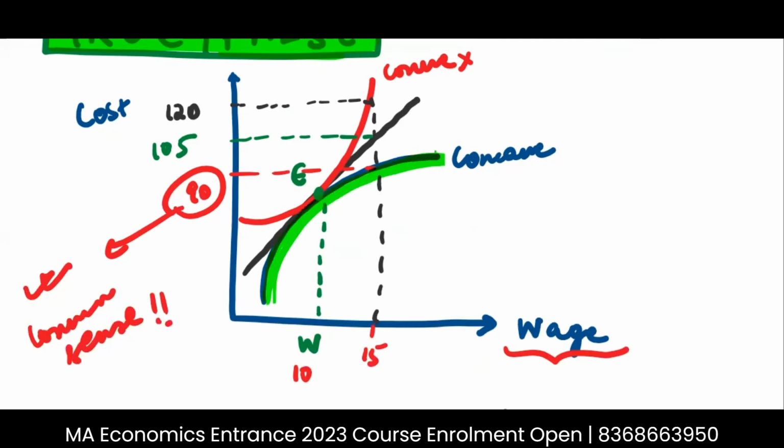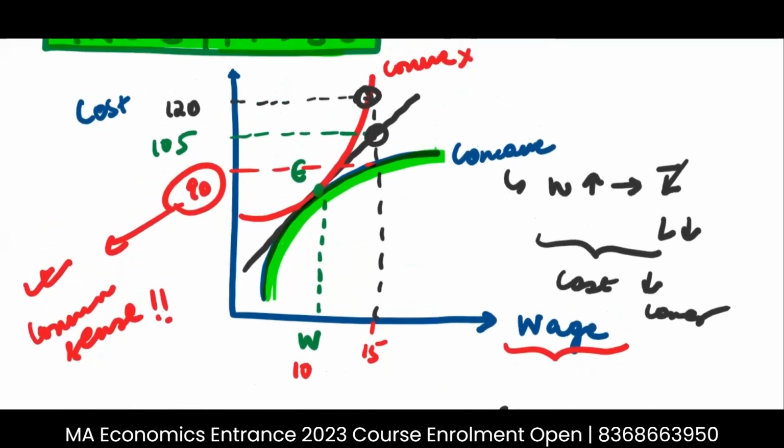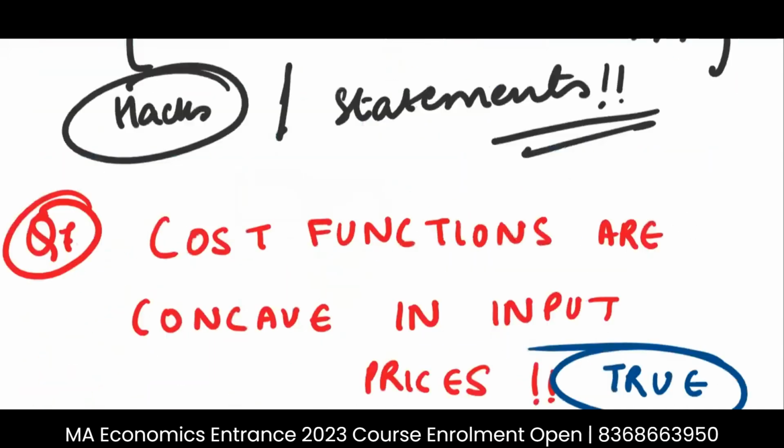They are concave. Why? Because when wage increases, you will not keep labor as it is. You will decrease labor. So the cost that you are putting on labor will be lower as compared to putting the same amount of labor or increasing the labor. So because of the substitution effect, that you will increase capital and decrease labor, the cost would be concave in the input prices. So the answer to this is true.